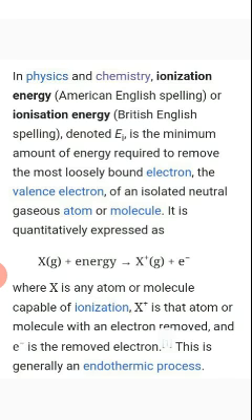So X is an atom which loses one electron and becomes a positive ion. So a minimum amount of energy is required for that purpose. This is an endothermic reaction because energy is required.